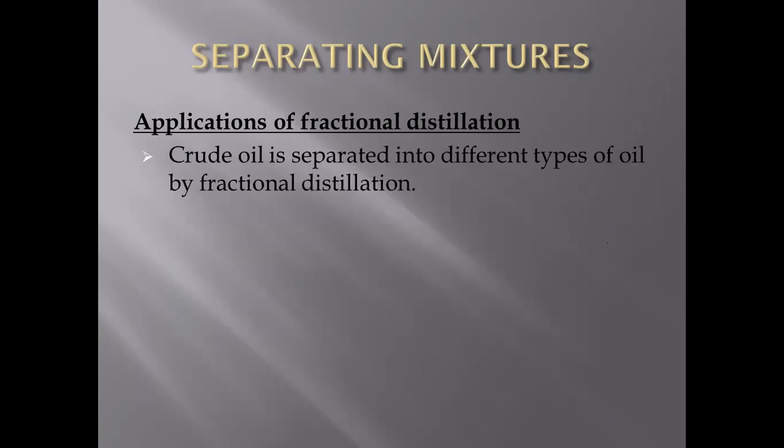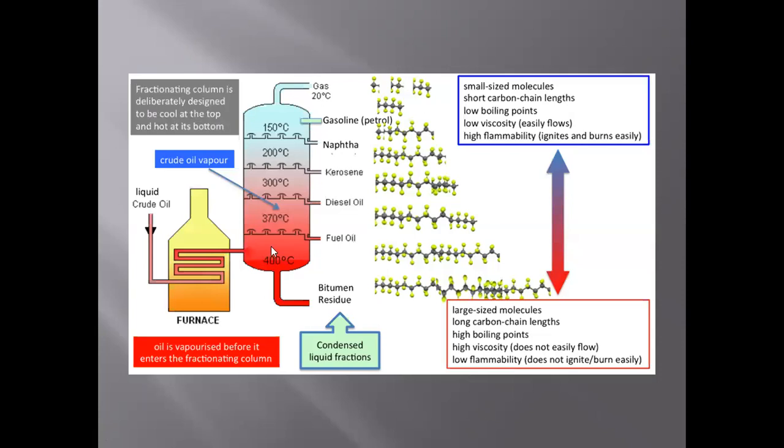Applications of fractional distillation: crude oil is separated into different types of oil by fractional distillation. Crude oil consists of different types of oils. It consists of fuel gas, gasoline, naphtha, kerosene, diesel oil, fuel oil, and bitumen.